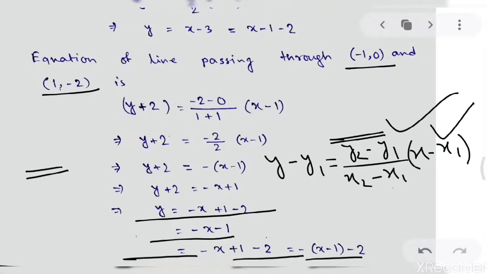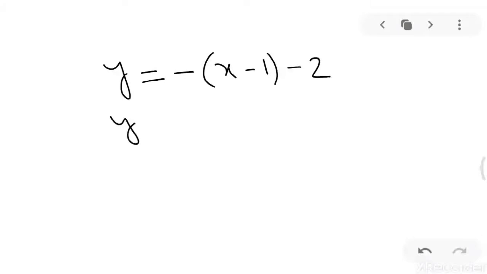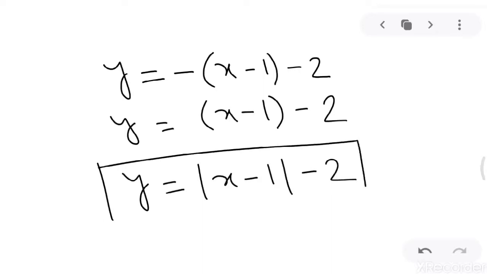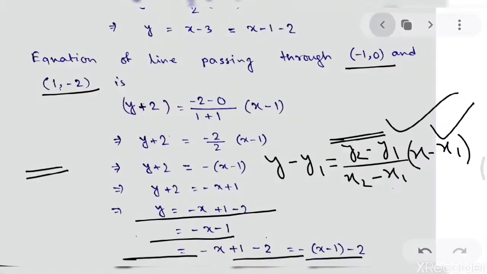So we get the two equations. One of these is y equals minus x minus 1 minus 2 and y equals x minus 1 minus 2. So we can write this as y equals mod x minus 1 minus 2. So this is the equation of the given graph.